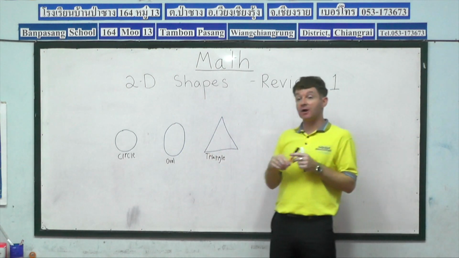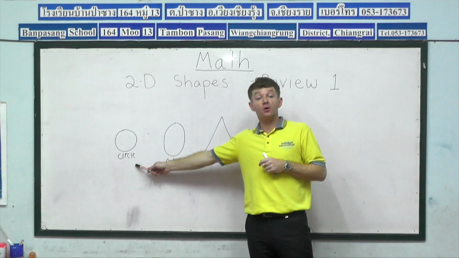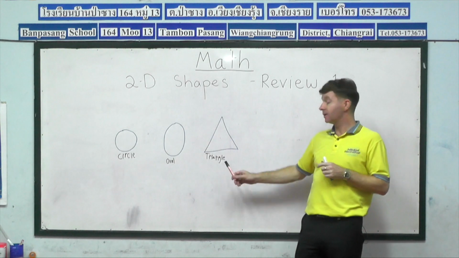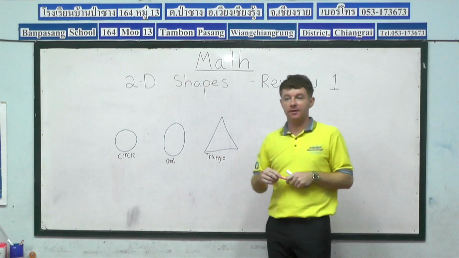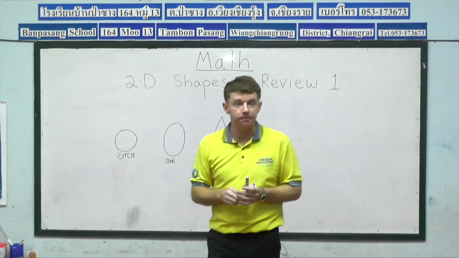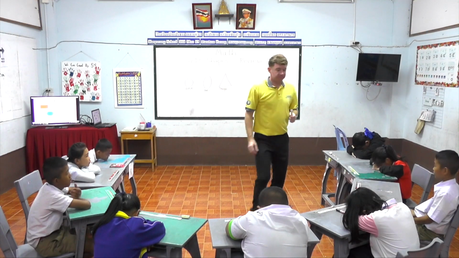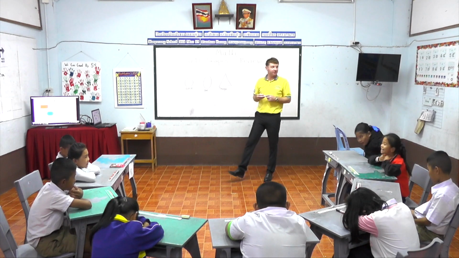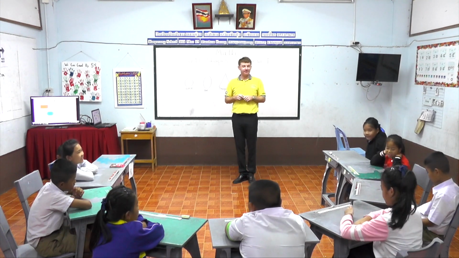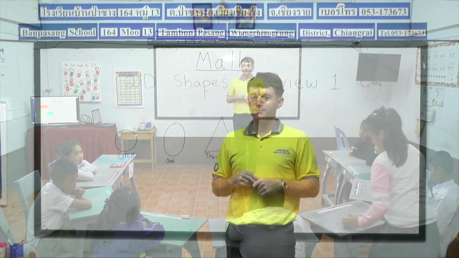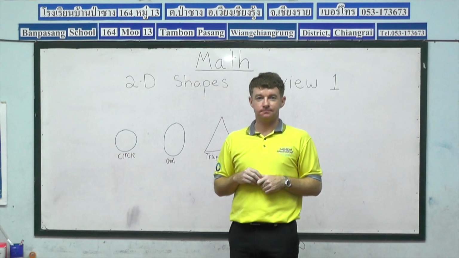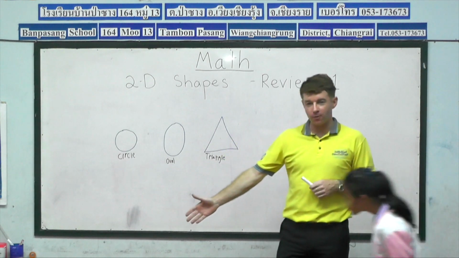So far we've learnt about circle, oval, triangle. And now for our next shapes. Open your eyes, please, guys. Come and join me at the front. You stand here for me, please.